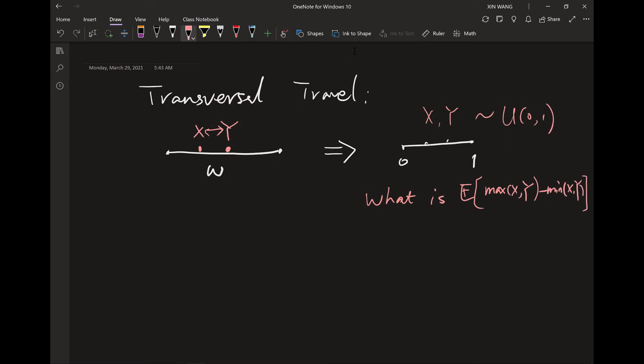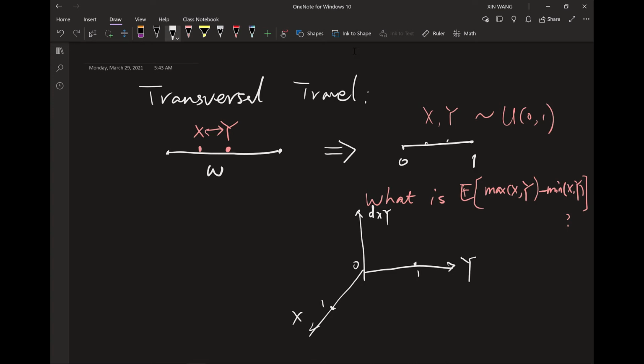So this is our question. So how can we calculate this? Let's consider the joint distribution of x and y. Let's see, this is x, this is y, and this is distance d. So the distribution of x is from 0 to 1. The distribution of y is 0 to 1.